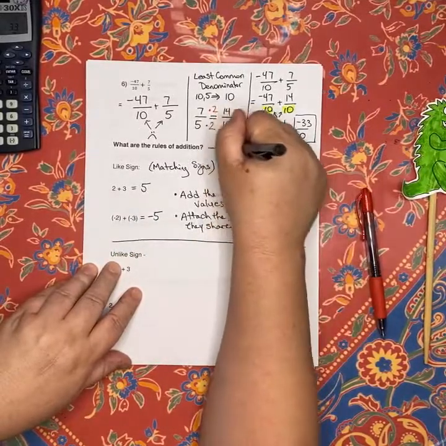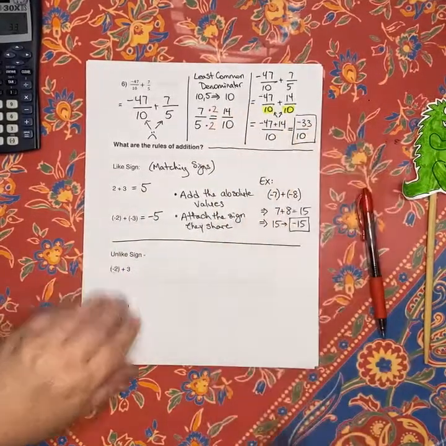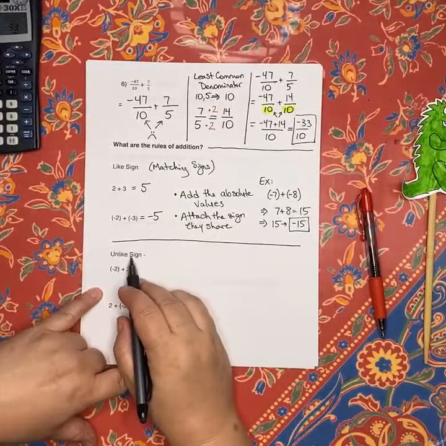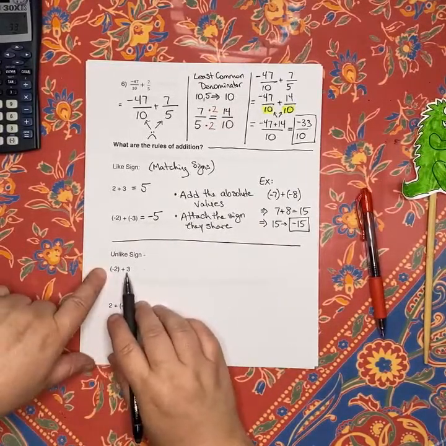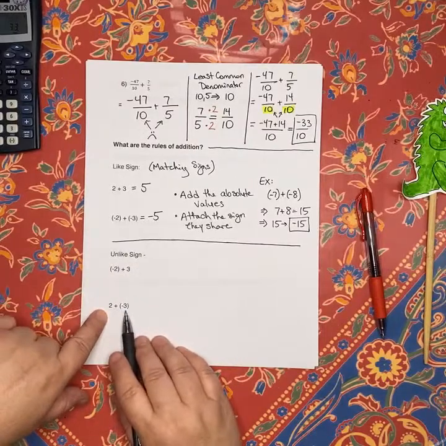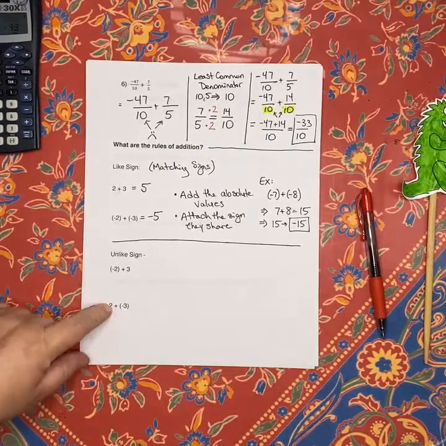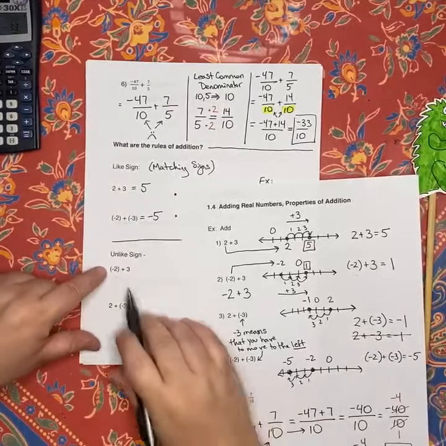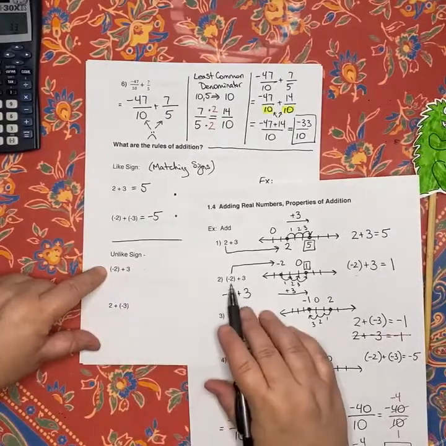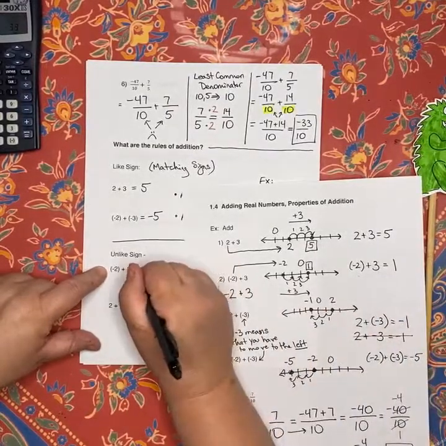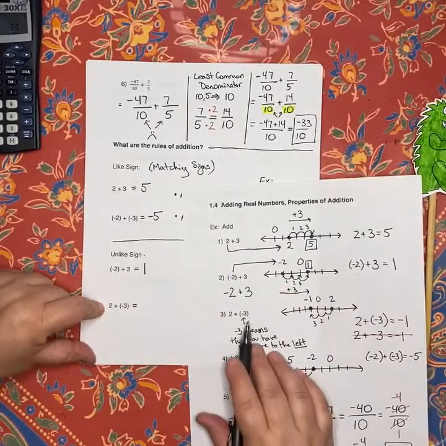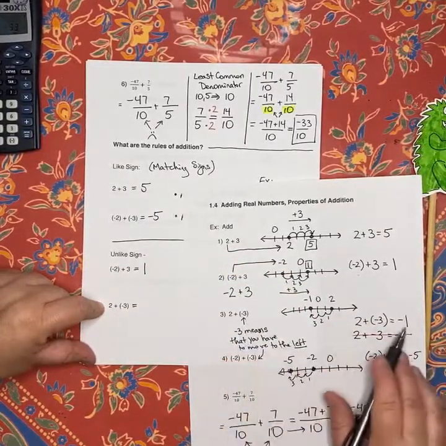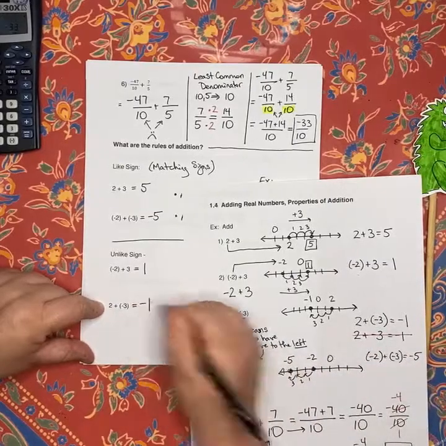Okay. Next up, different situation. In fact, I want to draw this line here too. Unlike signs. That means they don't match. One is a minus, one is a plus. One is a plus, one is a minus. So let's look at what we got. Negative 2 plus 3 was 1. 2 plus a negative 3 was negative 1.